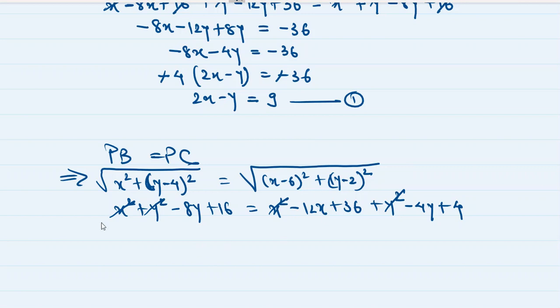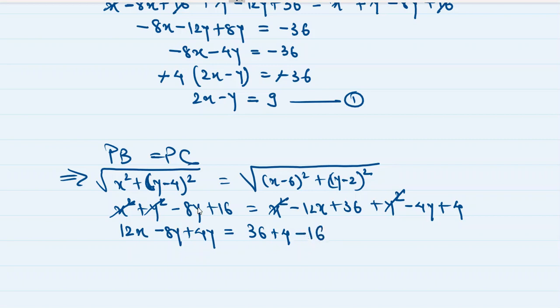So I'll bring minus 12x to this side and this will become 12x. Minus 8y is already over here. I'll bring minus 4y here, so it will become plus 4y is equal to 36 plus 4 is already here, and I'll bring 16 over that side, so this will become minus 16, right?